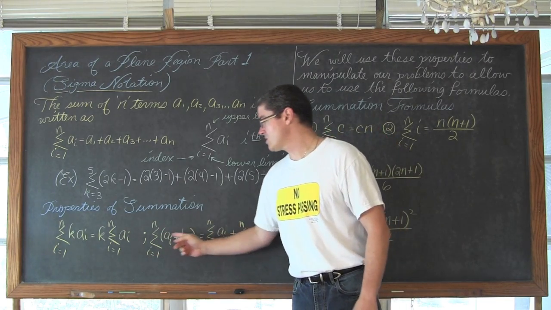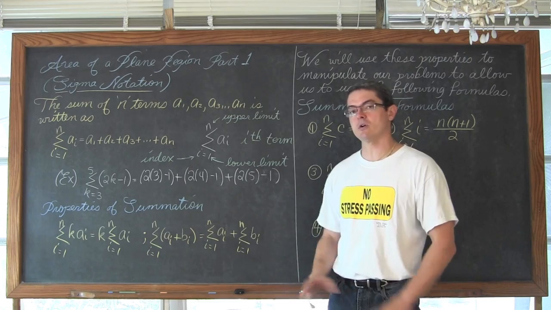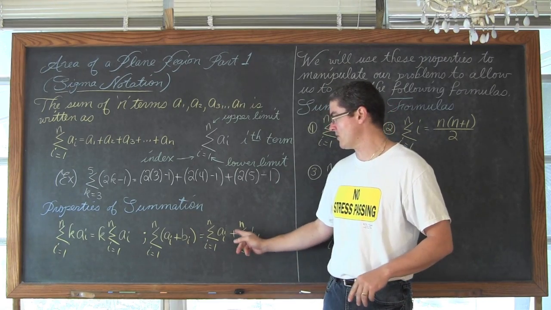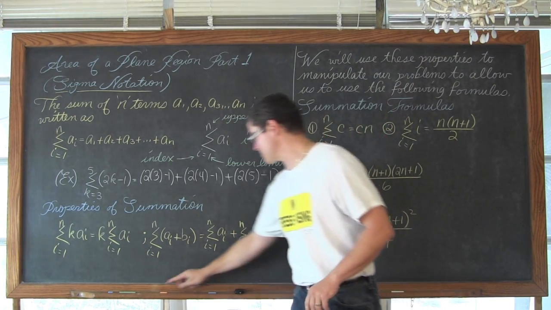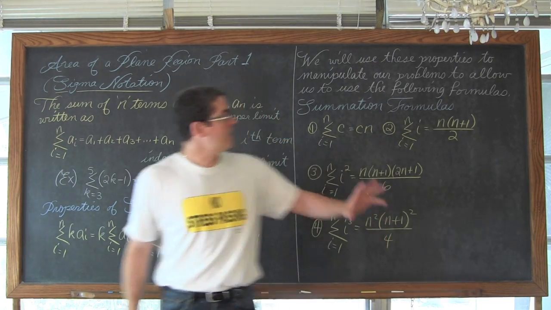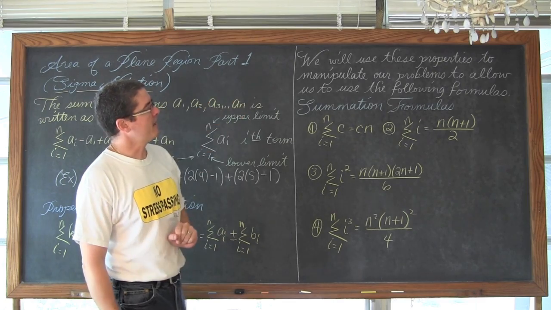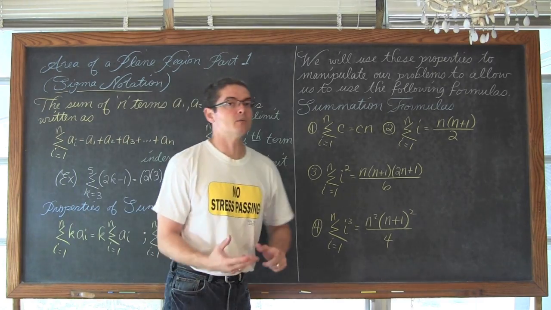If we've taken the summation of two terms being added together, we can do the summation of each of those individual terms, get those overall answers, and then either add, or, this works for subtraction as well, we can subtract them. Okay, we will use these properties, which I'm now standing in front of, to manipulate our problems to allow us to use the following formulas.